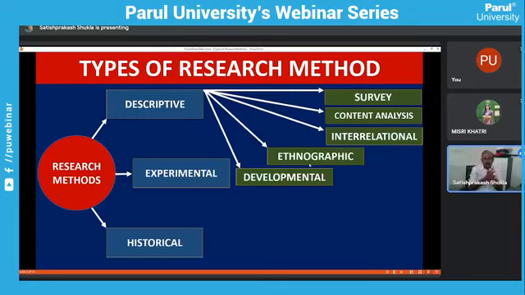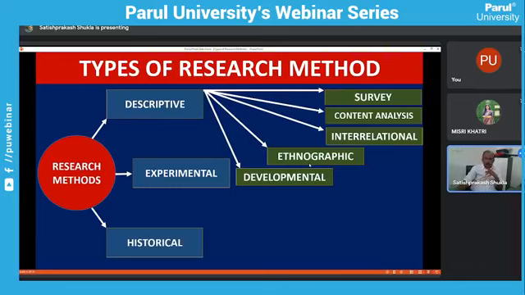What does descriptive research do? Descriptive research describes the present situation, current situation in terms of the research problem, or we can say that the research problem is based on the current situation, or to find out the prevailing situation in terms of different variables, or in terms of research question, or in terms of the hypothesis. That is descriptive research method. These five are the types of descriptive research method. We will discuss all the types.